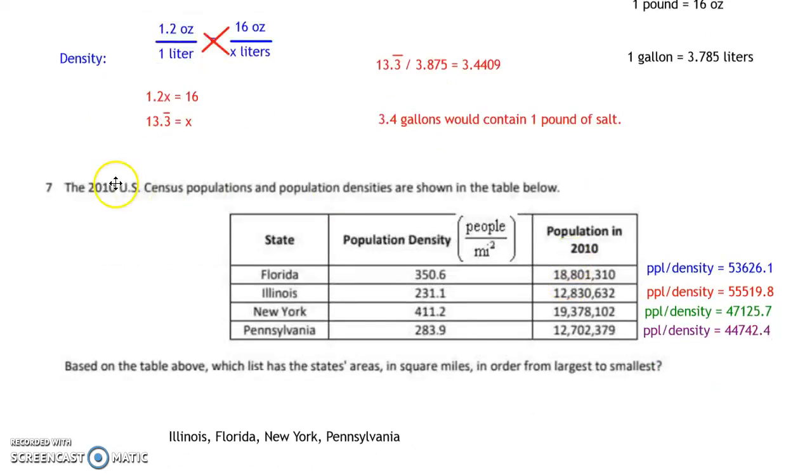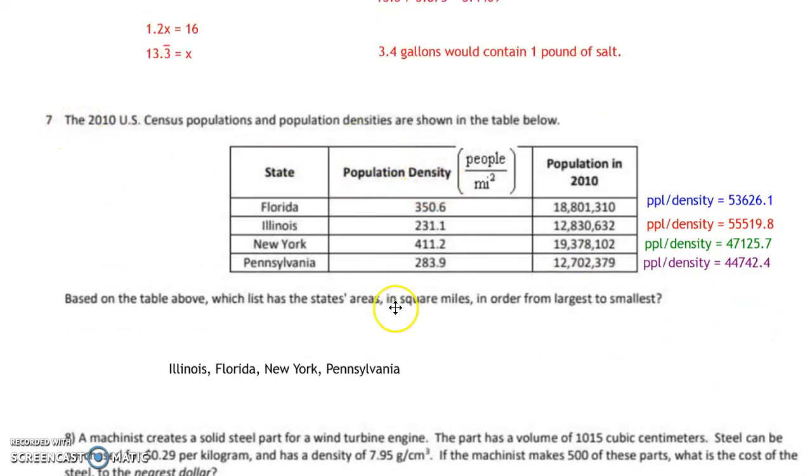Dividing is my favorite. Question number 7, it gives us population densities and populations. In order to find the area, in order to find this miles squared, we need to take the population, the people, and divide by the density. So we did that 4 times. We got 55,519. That's the largest one.